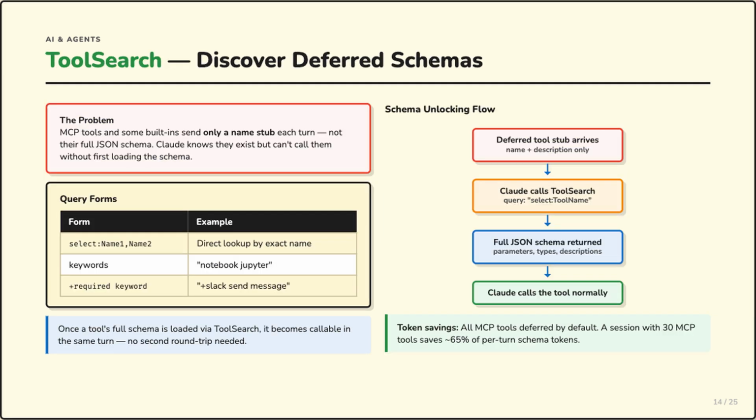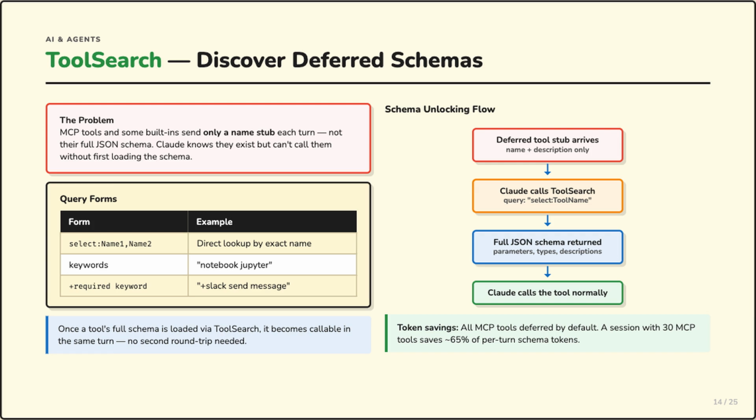Tool search solves a specific problem. MCP tools and some built-ins are deferred. They arrive in the tool list as a name and description stub, without their full parameter schema. Claude knows they exist, but can't call them yet. Tool search lets Claude load the full schema on demand.